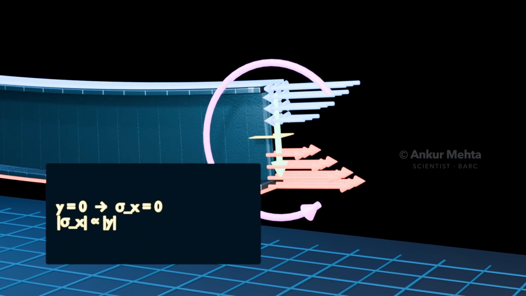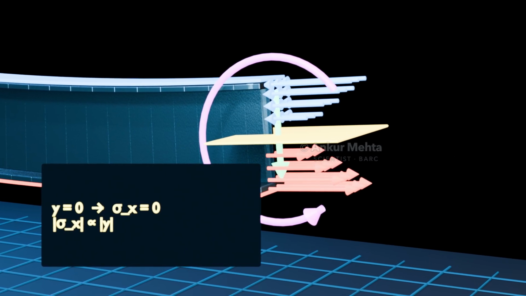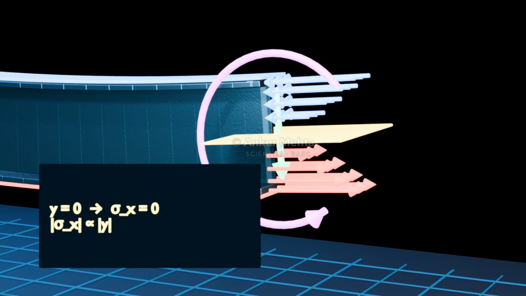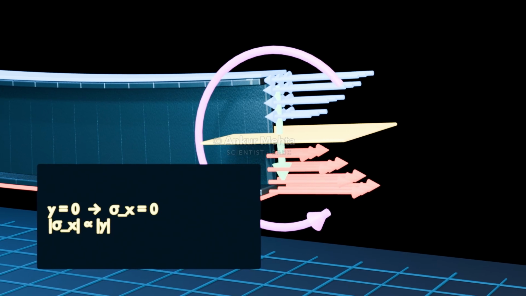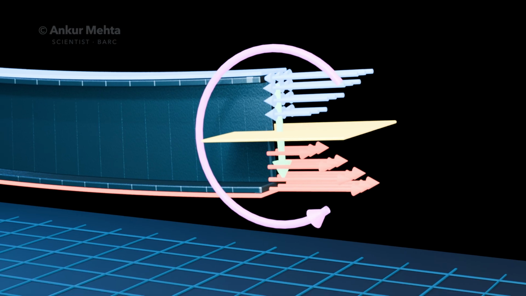At the centroid neutral axis, longitudinal bending stress is zero. The material there neither lengthens nor shortens due to pure bending. Moving away from this axis increases the normal stress in direct proportion to y.